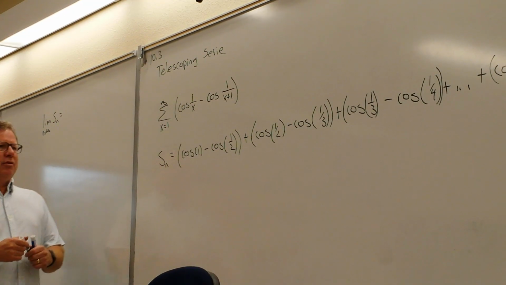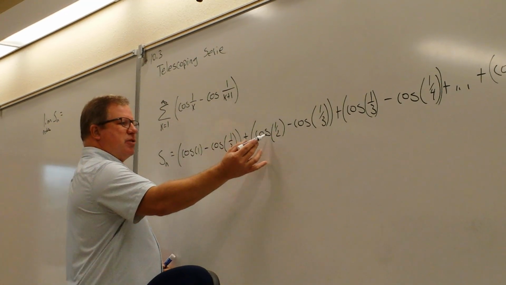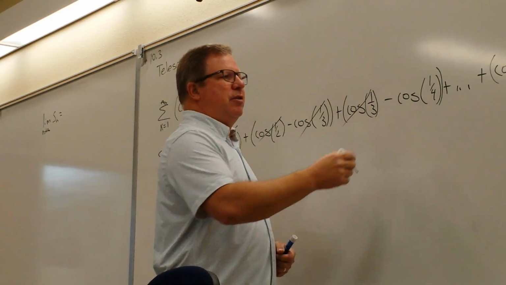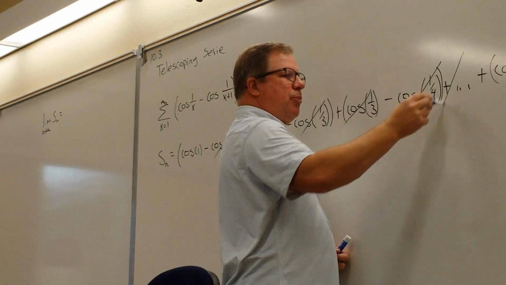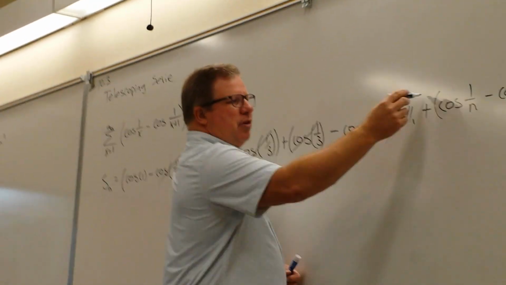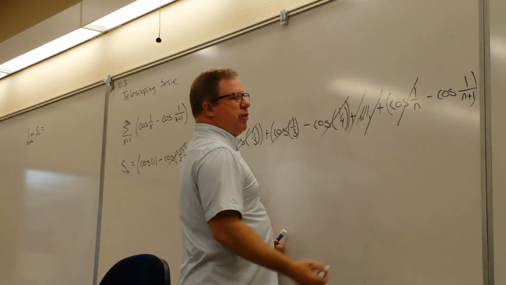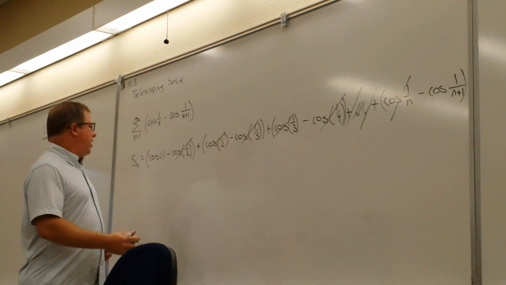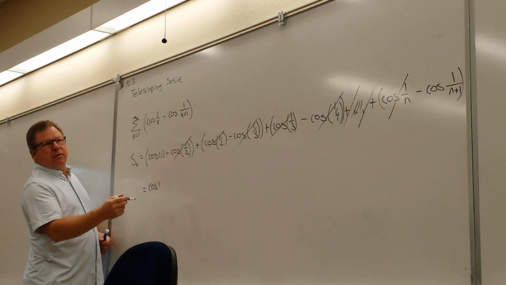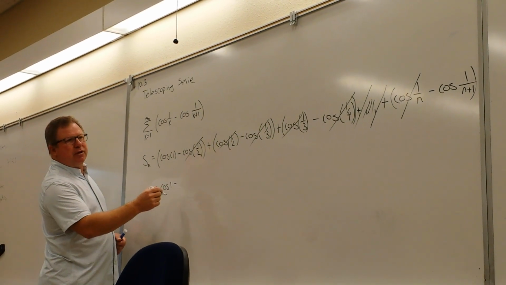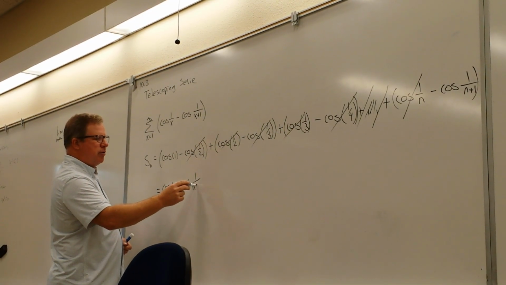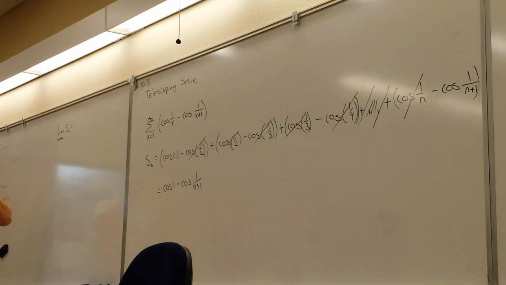And then negative cosine of 1/2, positive cosine of 1/2, subtract out. 1/3 subtract out. This cosine of 1/4 will subtract out with the next one. All of these in between will cancel out. The last one will cancel out with the first one there. And we're left with cosine of 1 in the front minus cosine of 1 over n, I'm sorry, 1 over n plus 1. That's what we're left with.